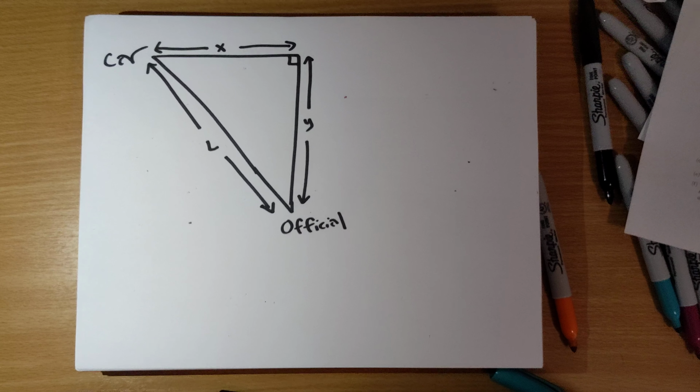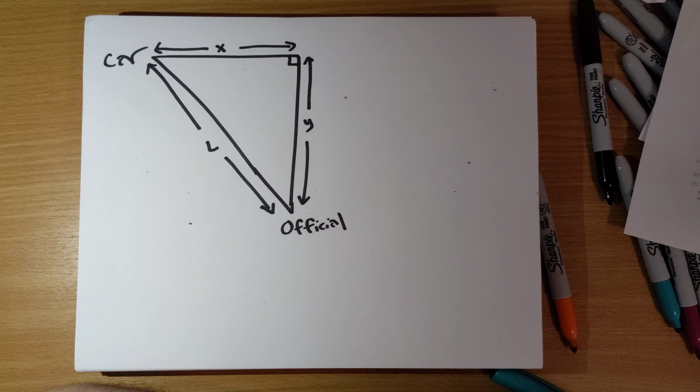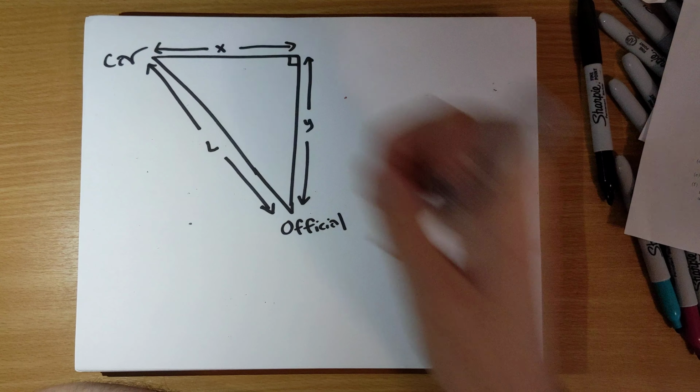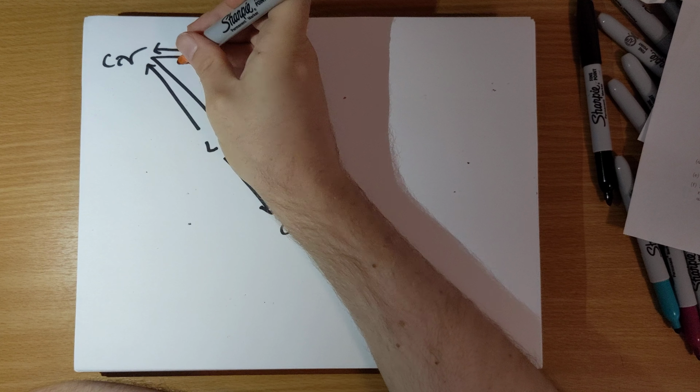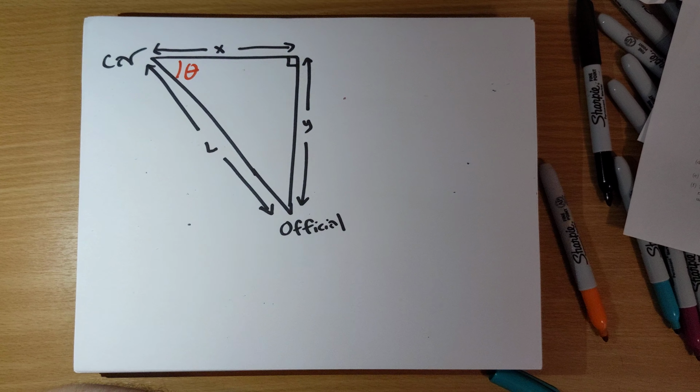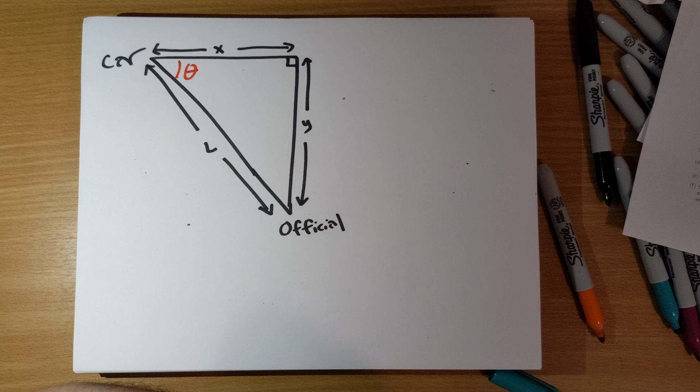Problem number 14. There's a picture here. I assume that you have the picture in front of you. I also drew this as well. I labeled most of the things here. I just need to draw on that theta as well. Okay, there we go. So what's going on here?